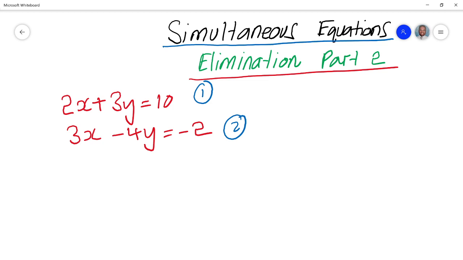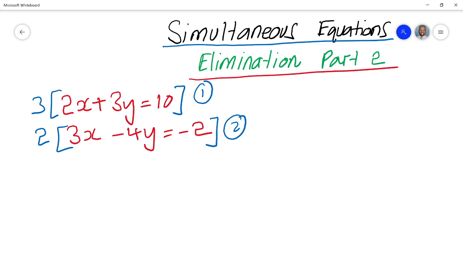Now I can see I've got 2 and 3. There's something common, which is 6. So I can multiply the top number by 3 and I can multiply the bottom number by 2. Reason, because I'm going to get 6x and 6x, and when I subtract, I'm going to get rid of my x. Now, if you want, you can also multiply the 3 by 4, and you can multiply the negative 4 by 3 because you're going to get 12, and you can also get rid of it.